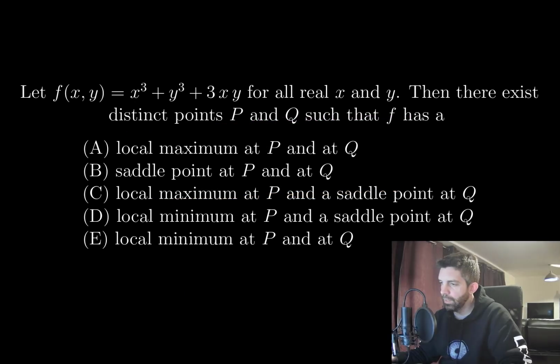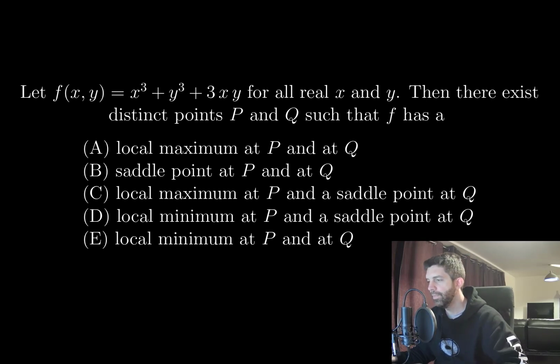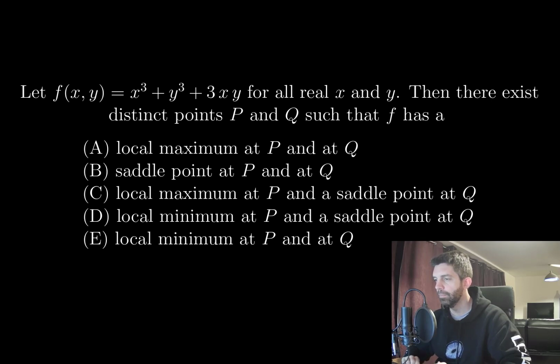Let f of x, y be equal to x cubed plus y cubed plus 3xy for all real x and y. Then there exist distinct points p and q such that f has a local maximum at p and q, a saddle point at p and q, a local maximum at p and saddle point at q, a minimum at p and saddle point at q, and a minimum at p and q.